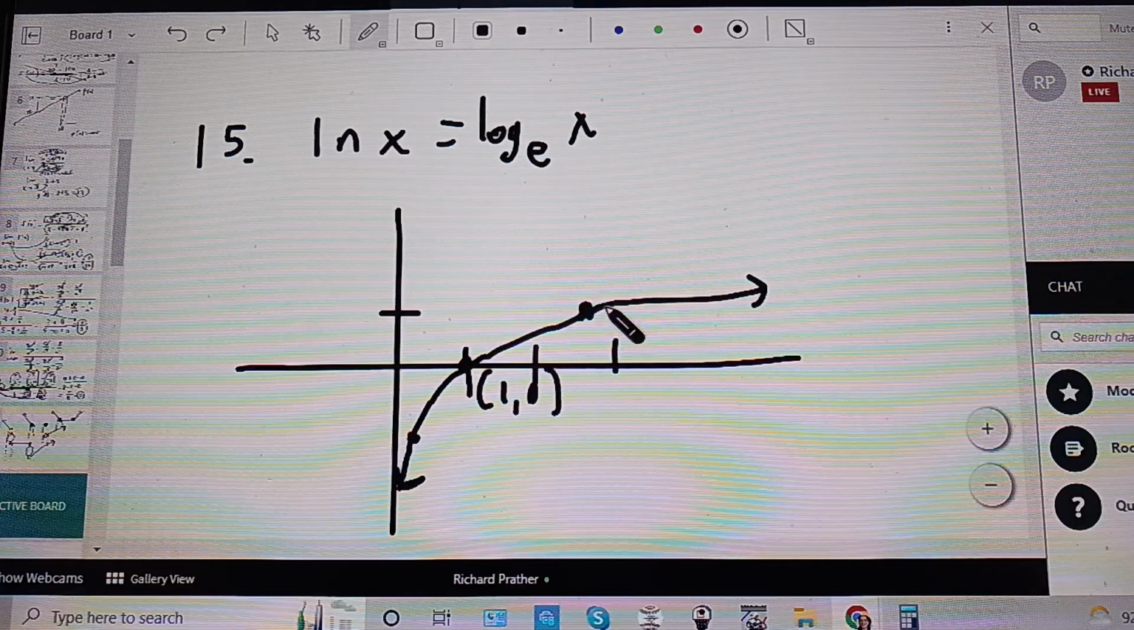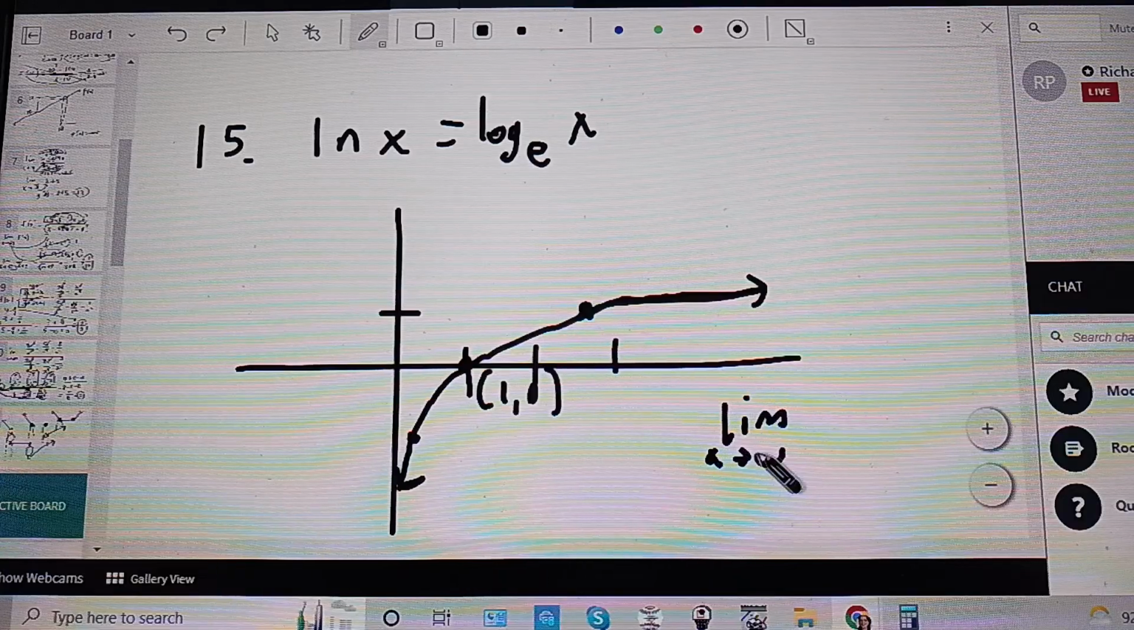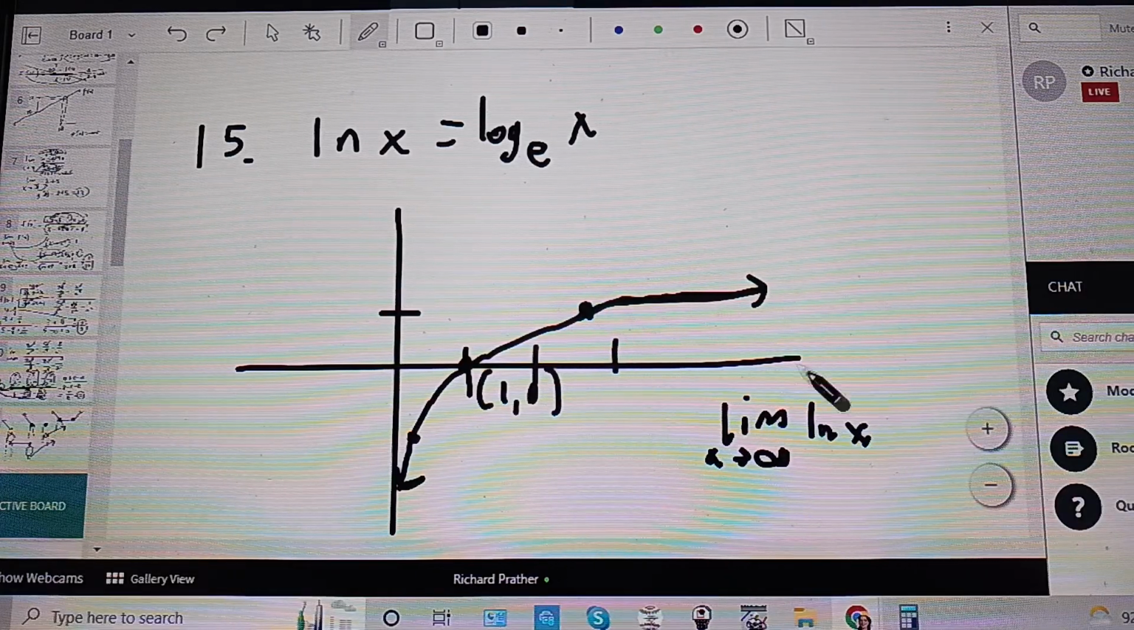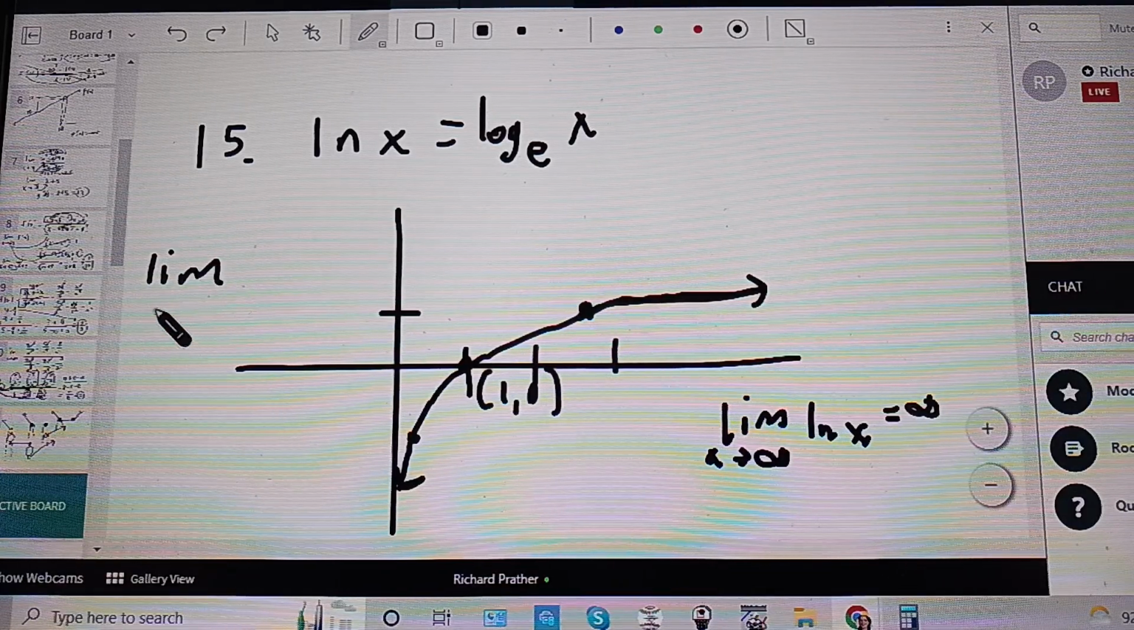And even though this looks like it flattens out, it actually keeps going up forever. So if you ever did a limit as x approaches infinity for a natural log or any kind of log like this, that answer is going to be infinity because it's just going to keep going up and up and up forever. That's not what this problem's about, but this problem says, what's the limit as x approaches 0 from the right?